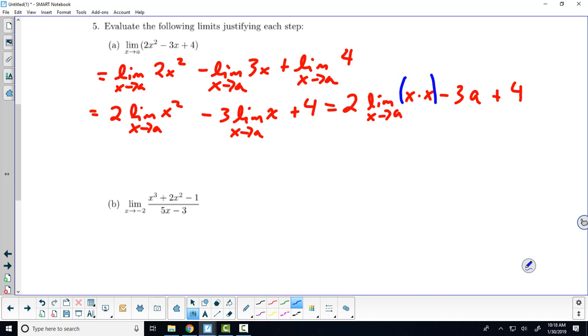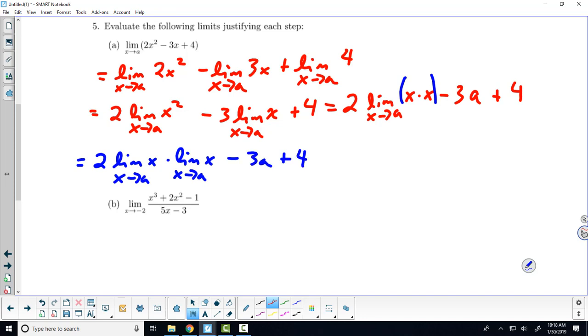So now I've written x squared as a product, and what did we say about the limit of a product? Will? It's the product of the limits, right? So I can rewrite this as 2 times the limit as x approaches a of x times the limit as x approaches a of x minus 3a plus 4. Okay, does everyone see what I did there? Someone want to say what I just did? Summarize?